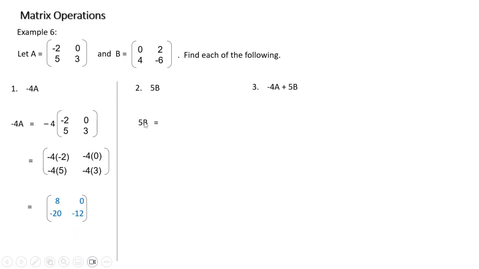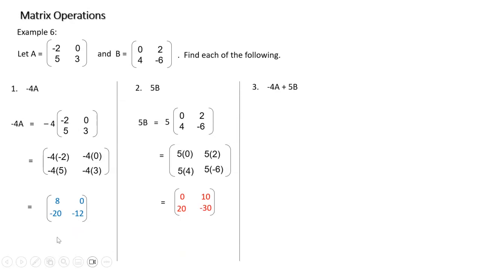But first let's do 5 times matrix B. There's matrix B: 0, 2, 4, -6. So again, 5 times 0, 5 times 2, 5 times 4, and 5 times -6. So here's my result. It will give us 0, 10, 20, and -30.